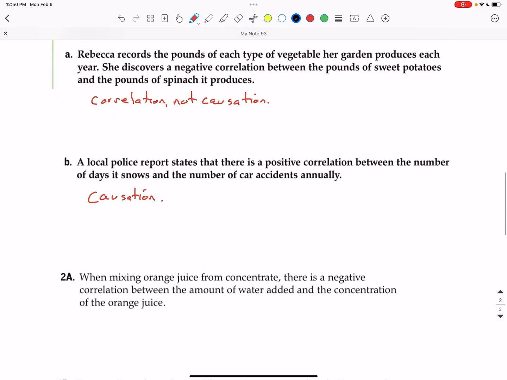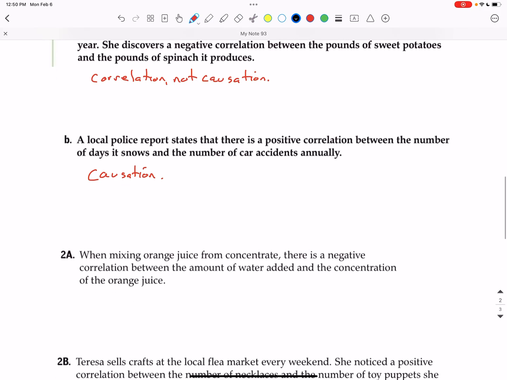2A, when mixing orange juice from concentrate, there is a negative correlation between the amount of water added and the concentration of orange juice. This is also a causation, because the more water you add to the concentrated orange juice, the less concentrated it's going to be. The water is directly diluting the concentration of orange juice, so this is definitely a causation.